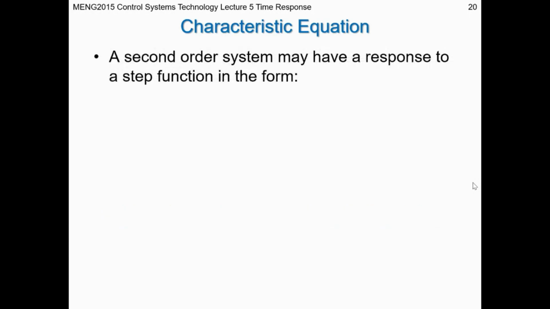So let's look briefly at the characteristic equation. If we have a second order system, it could have an output equation like this. Output c equals some coefficient A times e to the at plus B e to the bt plus C. So that's our standard second order. Because it's second order, it has two exponential terms in the response, hopefully decaying exponentials.